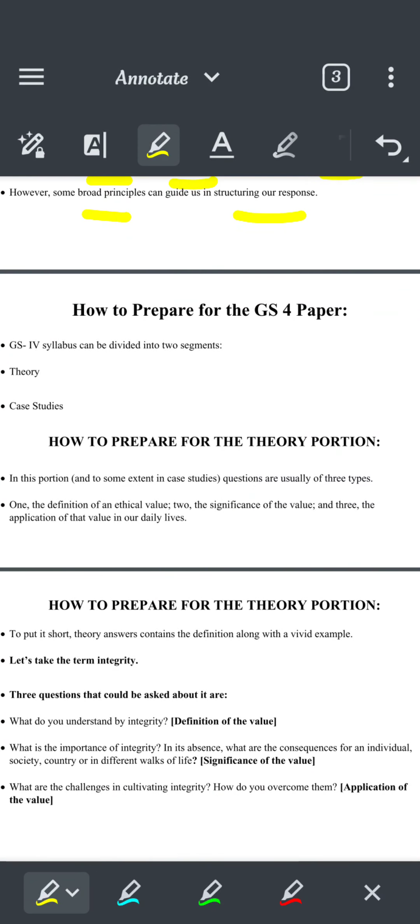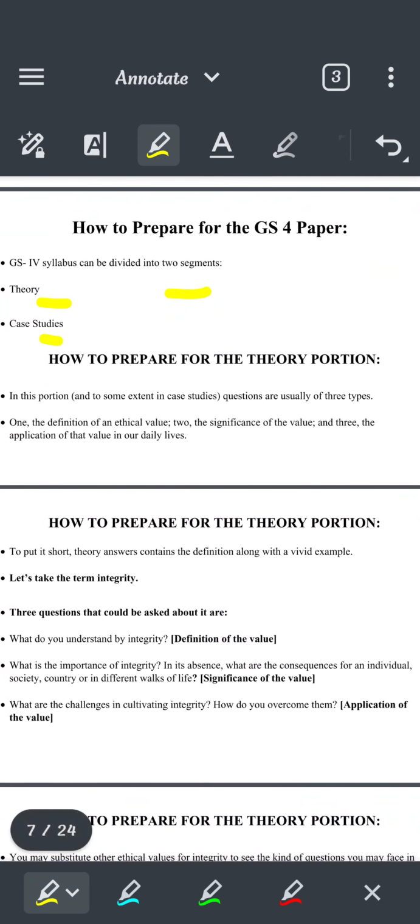So how to prepare for the GS4 paper? The GS4 syllabus can be divided into two segments. First is theory and next is case studies. So how to prepare for the theory portion? In this portion, and to some extent in case studies too, questions are usually of three types: 1. The definition of an ethical issue. 2. The significance of the value. And 3. The application of that value in our daily lives.